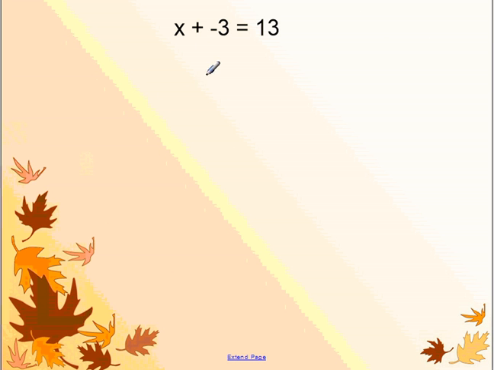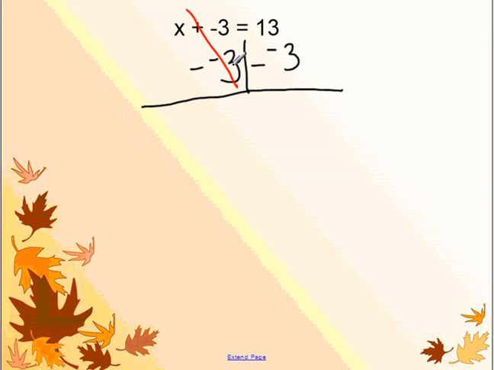So I can go in here and say, okay, well, if I'm adding -3, I can subtract -3 from both sides, minus -3. And then these two cancel. And over here, what do we always do with subtraction, guys? We change it to adding the opposite. So this becomes 13 plus 3, which gives me 16 on this side. I'm left with x on the left-hand side, so x equals 16.